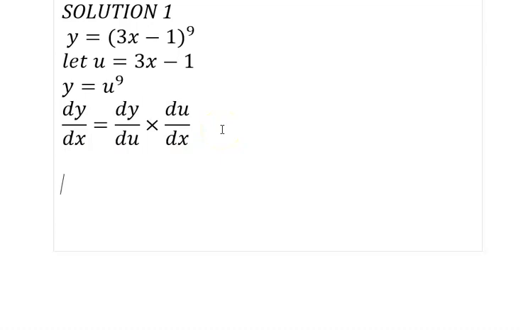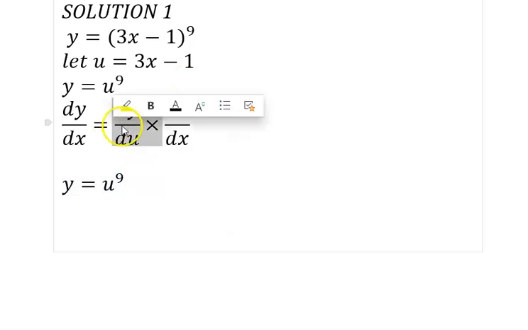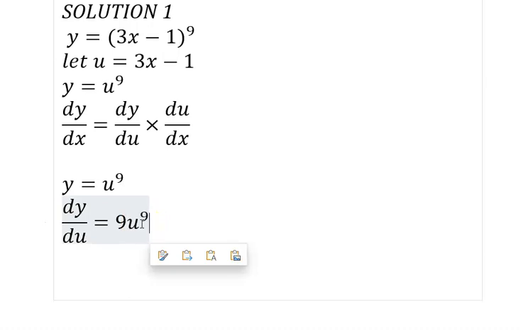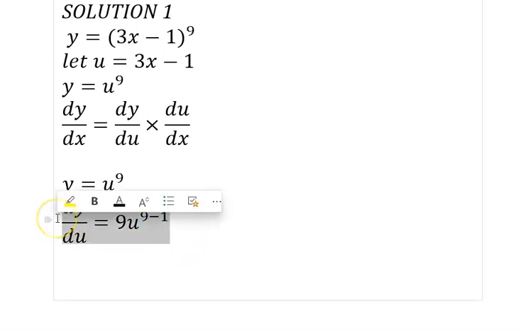Since our y is this, dy/du is just normal differentiation. Let's differentiate what we have here. As usual, you bring your power back. The power here now is 9. Then you bring what you have here, then you minus 1 from the power. It is as easy as that. So that's the normal differentiation. That's how we get our dy/du.